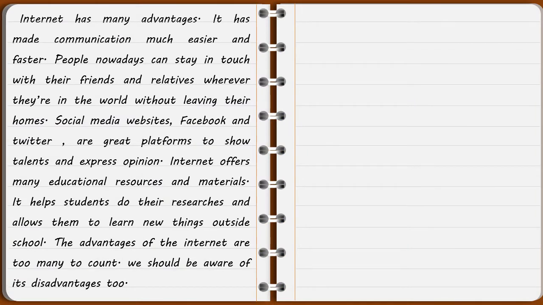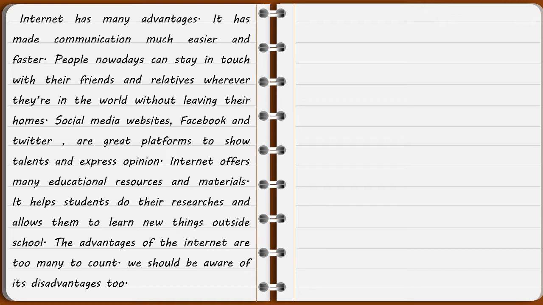This is a paragraph written by a student. Let's read it. Internet has many advantages. It has made communication much easier and faster. People nowadays can stay in touch with their friends and relatives wherever they are in the world without leaving their homes. Social media websites, Facebook and Twitter, are great platforms to show talents and express opinion.